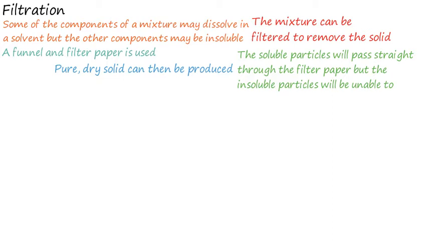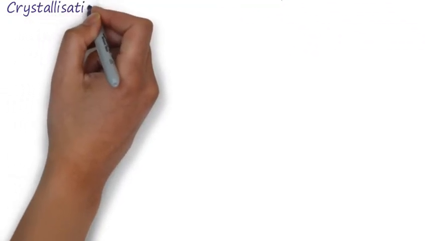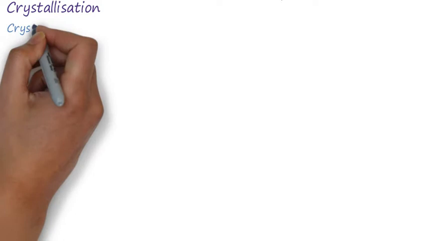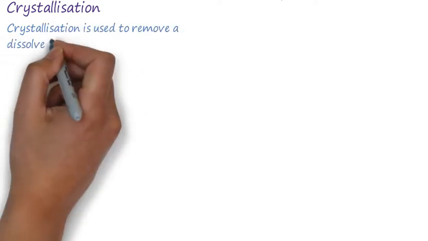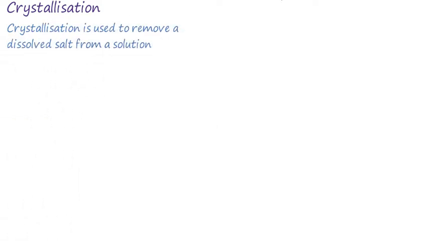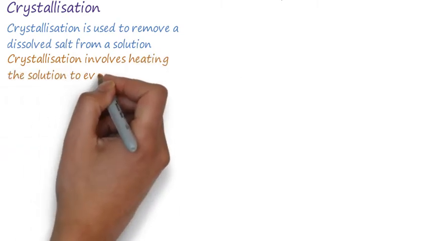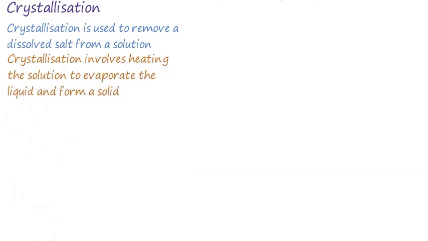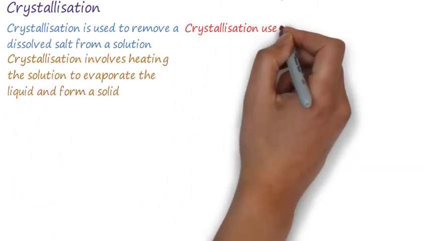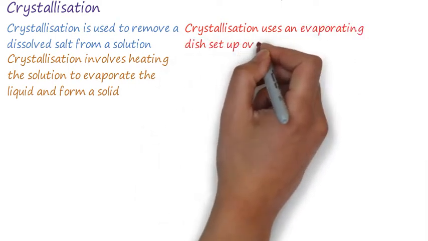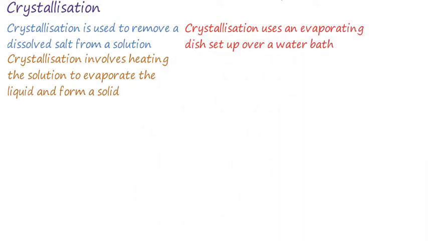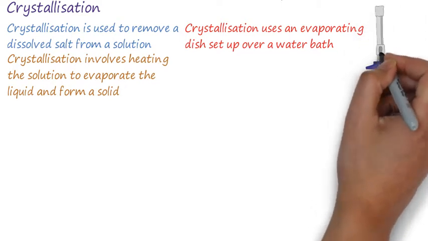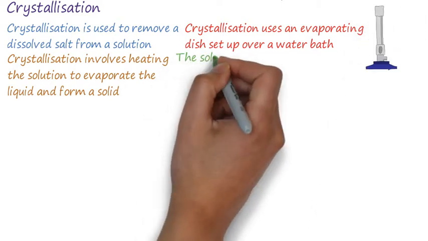Sometimes you may need to remove a dissolved salt from a solution, such as copper(II) sulfate solution. To obtain the pure copper(II) sulfate salt from the solution, you use a technique called crystallization. In this method you use an evaporating dish over a water bath to heat the solution and evaporate the water. This water bath is made up of a beaker of water heated by a Bunsen burner using a tripod. The water bath heats the solution more gently than using a Bunsen burner directly.